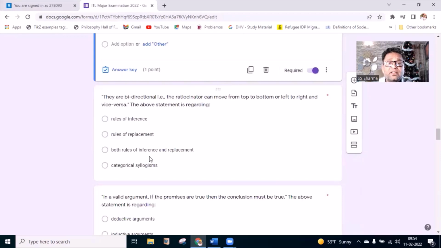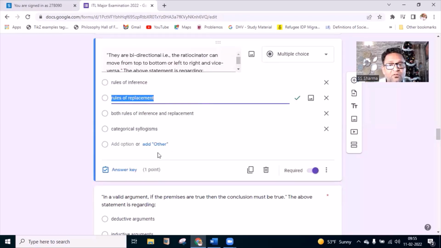Next question: they are bidirectional. That is, the ratiocinator can move from top to bottom or left to right and vice versa. The above statement is regarding what? Now, bidirectional precisely means that you can move from left to right as well as from right to left, or you can move from top to bottom as well as from bottom to top. So this is true for rules of replacement, right? So the answer was rules of replacement.